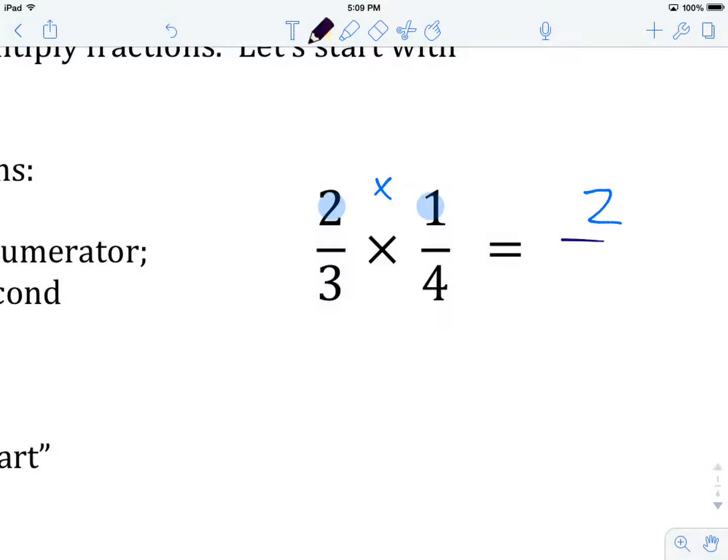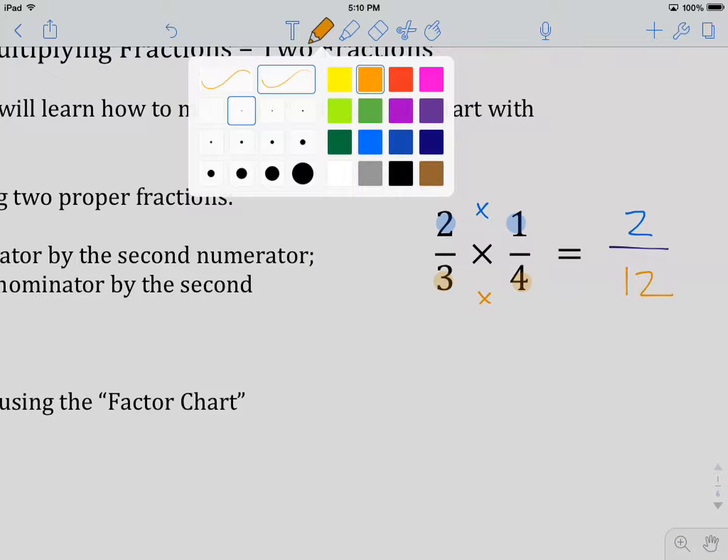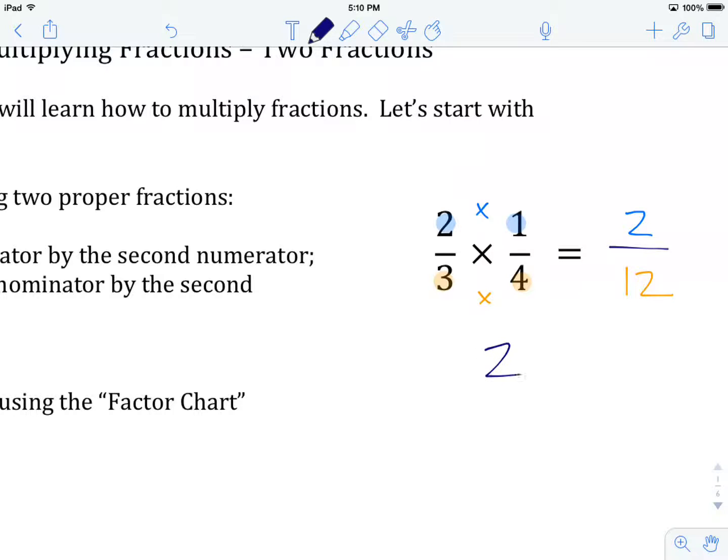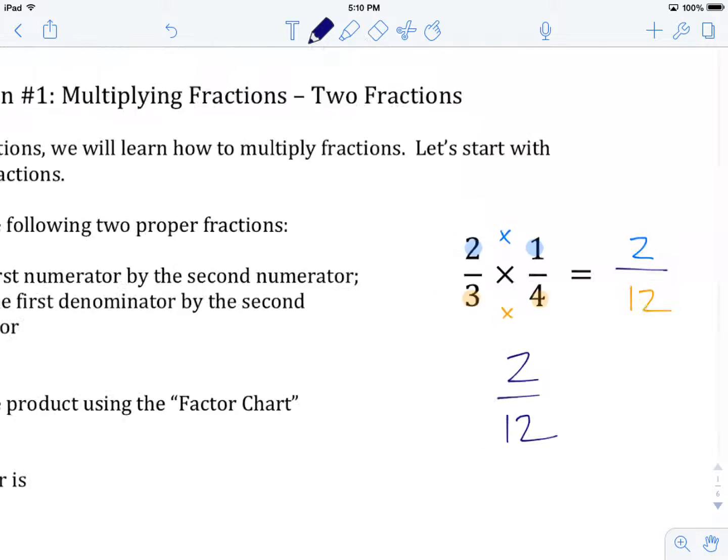And the second part of step number 1 is to multiply the denominator by the denominator. So the denominator of our first fraction is 3, and the second fraction, 4. So we are going to now multiply the denominator by the denominator, and that will give us 12. So our answer so far is 2 over 12.